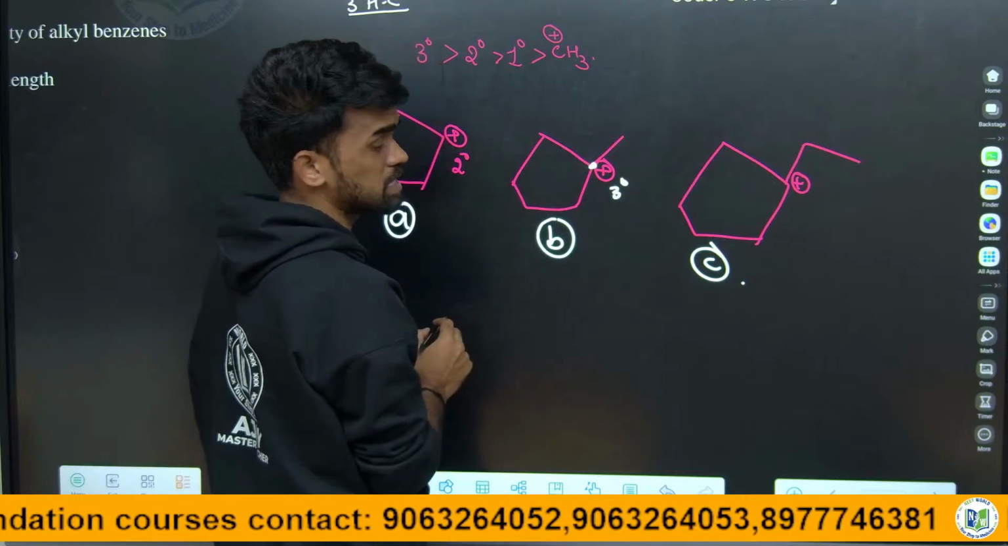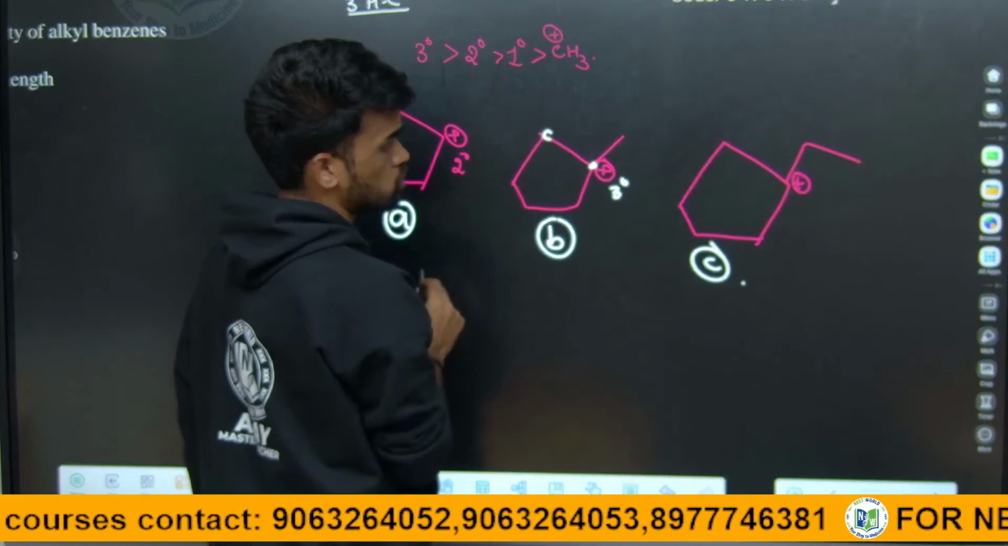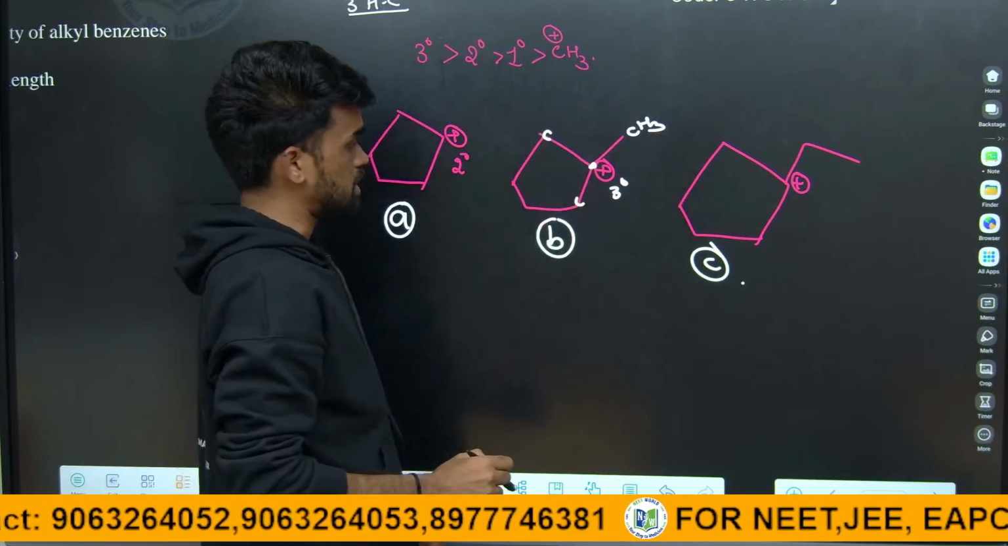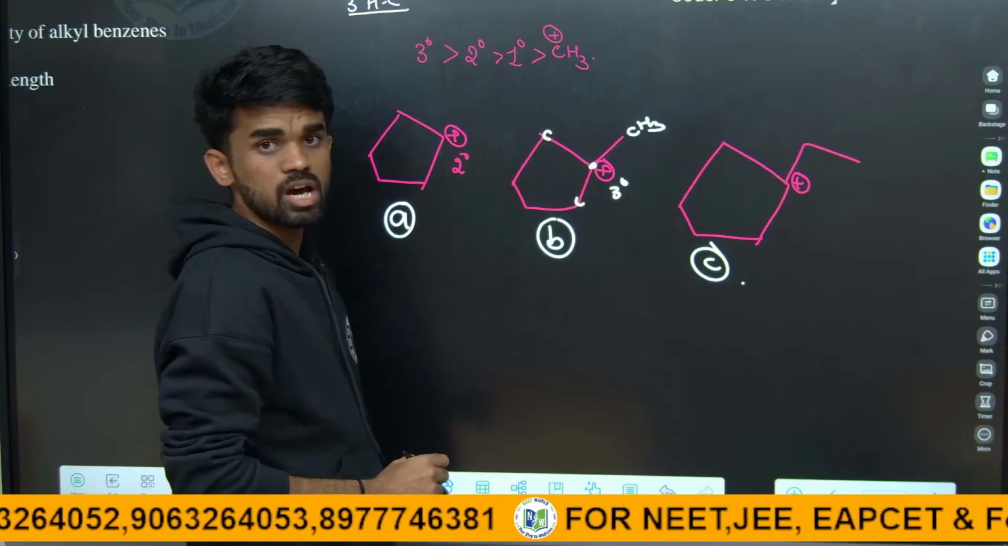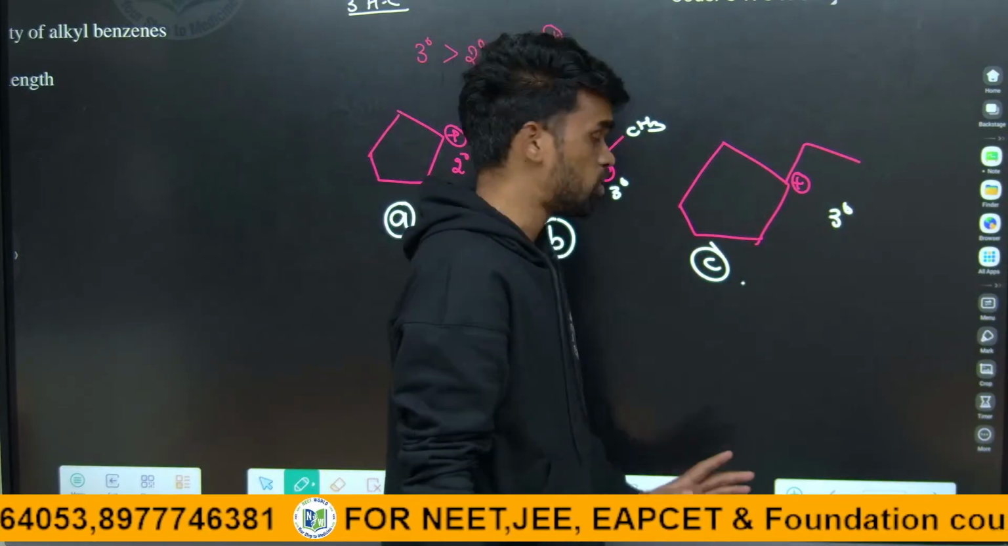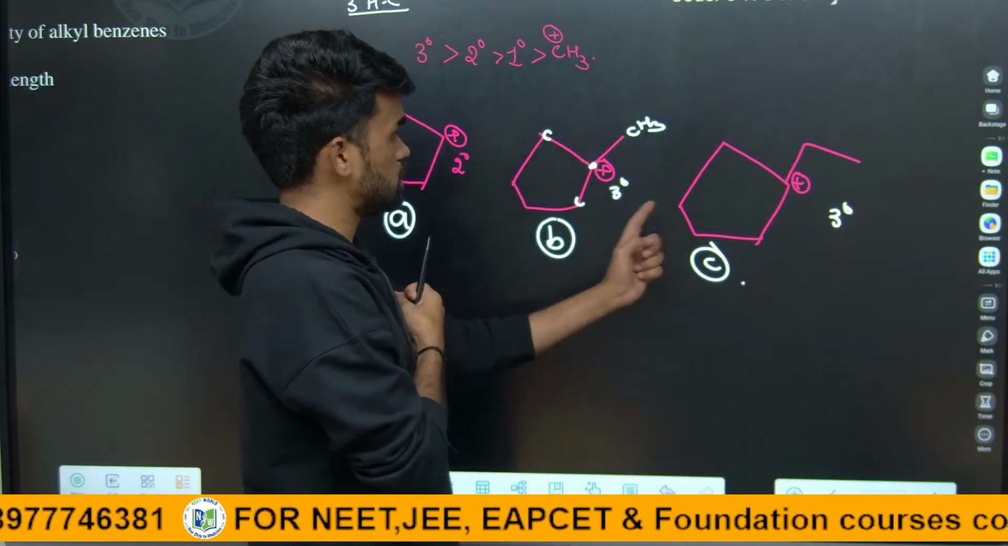How am I giving it 3 degree? Because this is directly attached to carbon here, carbon here, and methyl here. So we can say this is a 3 degree carbocation, a tertiary carbocation. What about this? This is also a 3 degree carbocation. Now all of them, these 2 are 3 degree.